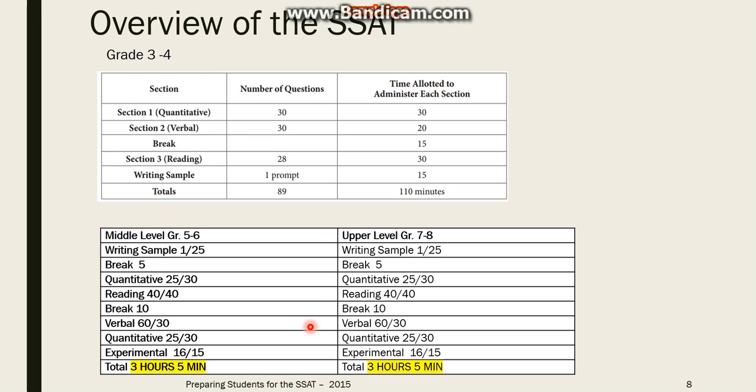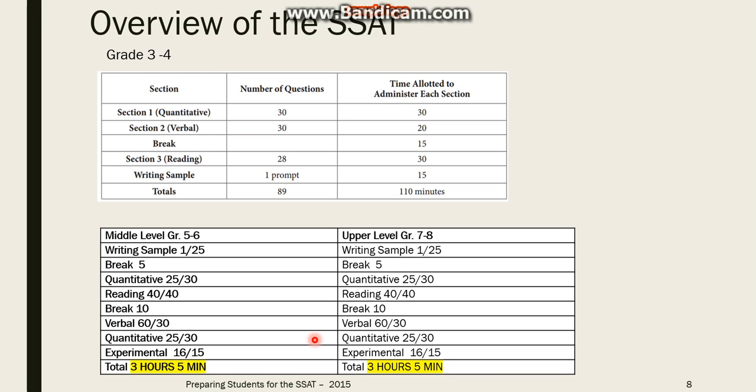Then they're right back into the verbal section, and the verbal section again is the vocabulary. So the two types are the synonyms and the analogies. So this is really fast. Now it's all multiple choice. Most of this test is multiple choice, but they're at 30 seconds per question now. So 60 questions for 30 minutes.